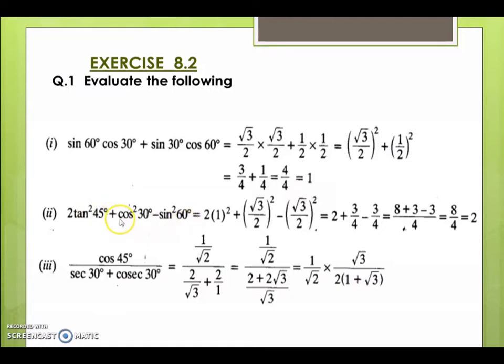Same way, second one 2 tan square 45 plus cos square 30 minus sin square 60. Here also 45, 30, 60 all these are specific angles whose values you know. So substituting them you will get 2 into 1 square, tan 45 is 1, plus cos 30 is root 3 by 2 whole square, minus again sin square 60 is root 3 by 2 whole square. So you will evaluate this.